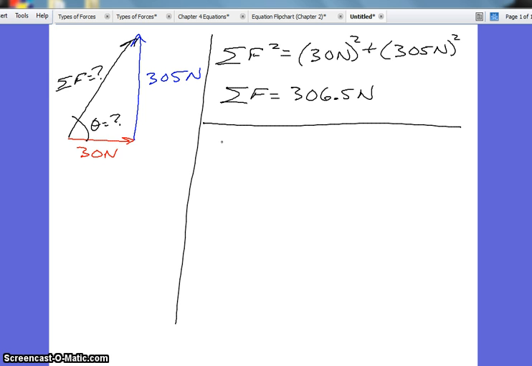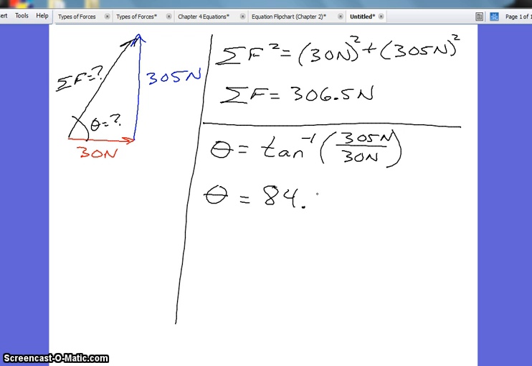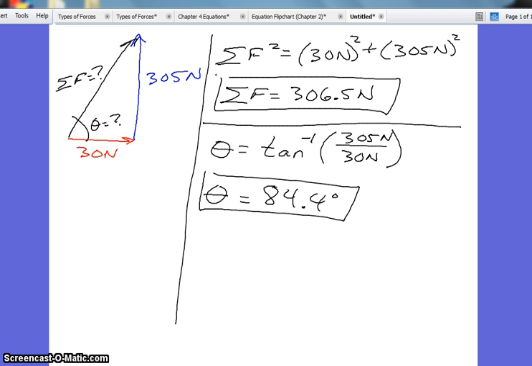And then we want to find the angle. Now to find the angle, we're going to use our inverse trig functions. We know the opposite side is 305. The adjacent side is 30. So opposite and adjacent means we'll use tangent. But again, we use inverse tangent if we're finding the angle. So opposite is 305, adjacent is 30. And if we take the inverse tangent of 305 over 30, we get an angle of 84.4 degrees. It's a large angle, and by our picture, we would expect a large angle.